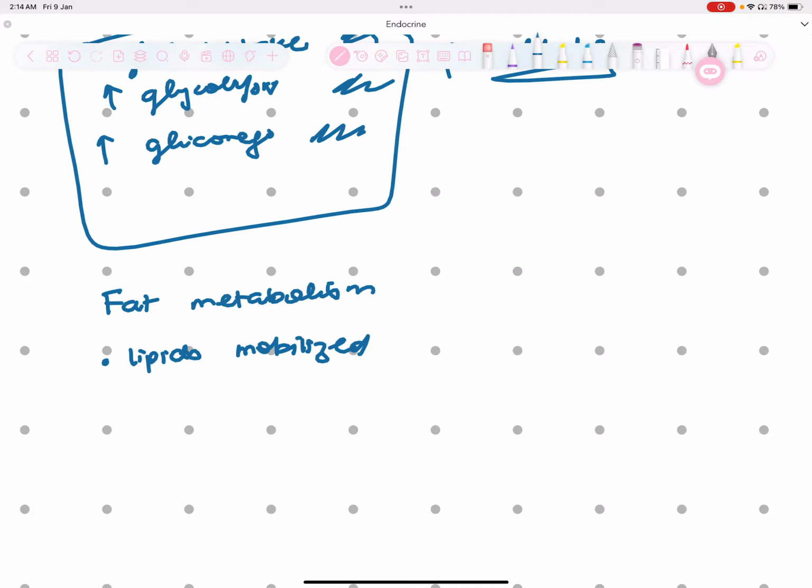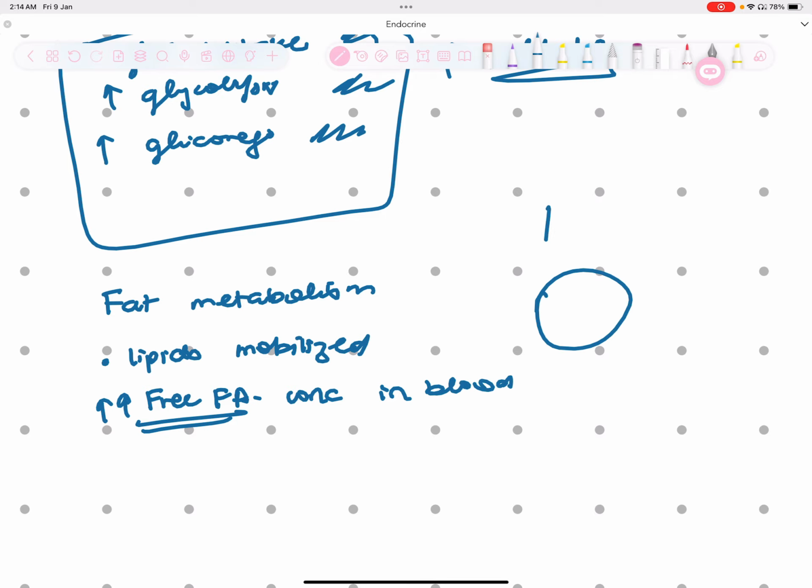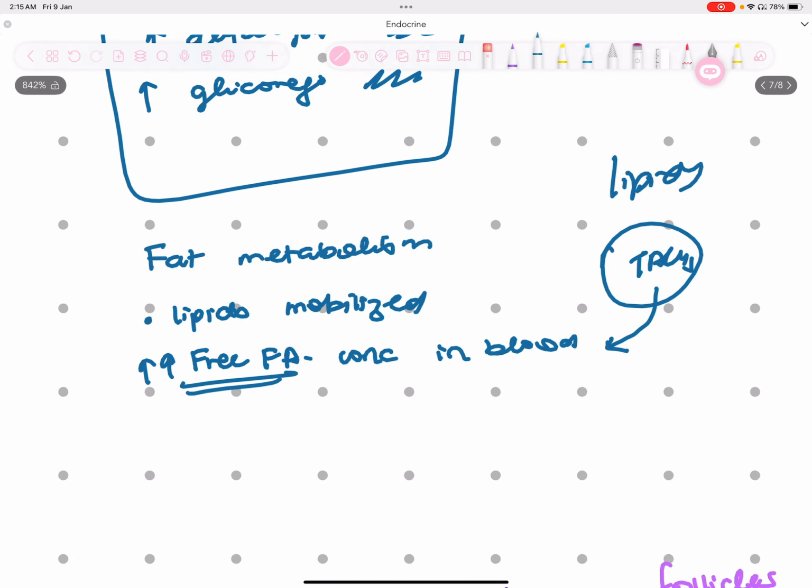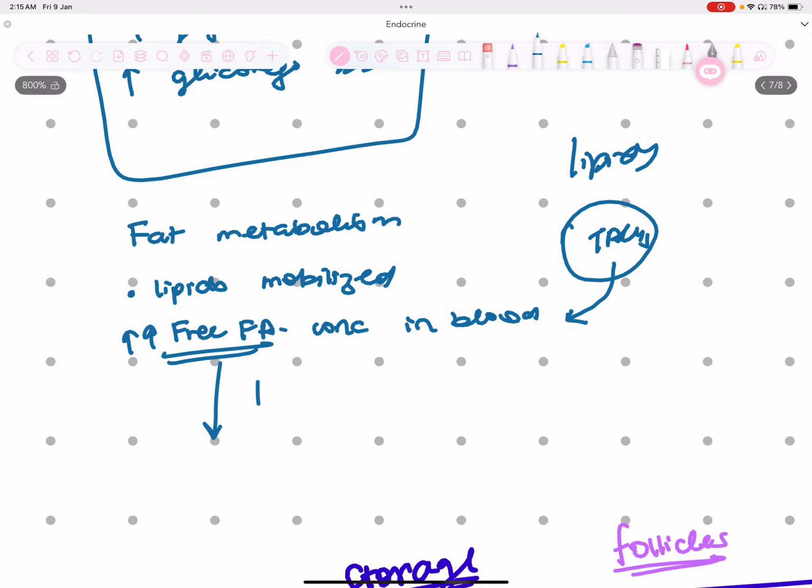So mobilization of lipids from adipose tissue means there'll be increased free fatty acid concentration in the blood. Whenever the lipids are stored in adipose tissue, they're stored in the form of TAGs, right? And these TAGs, if they are broken down again into free fatty acid and glycerol, will be floating in the blood. So there'll be increased free fatty acid concentration in the plasma, and if there's a lot of free fatty acids, what will happen? There'll be beta oxidation in the mitochondria and there'll be increased ketone production.